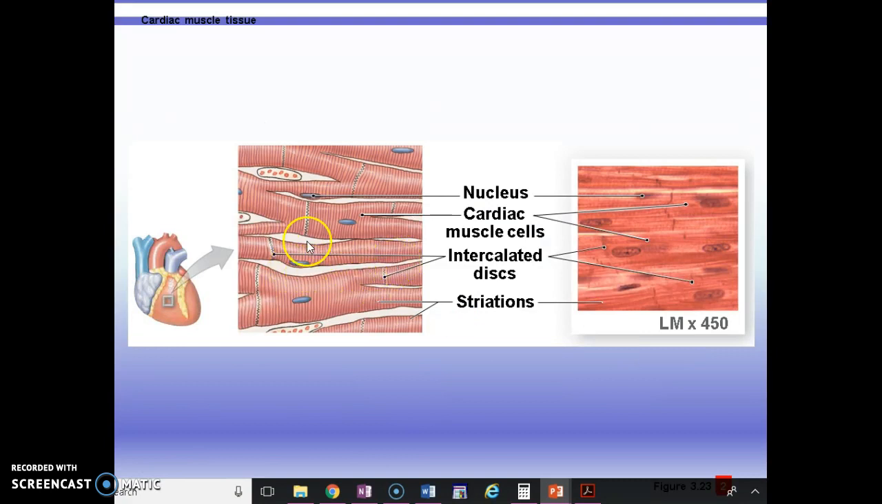You can see the branching here. You can see these odd zigzaggy connections. Those are the intercalated discs.